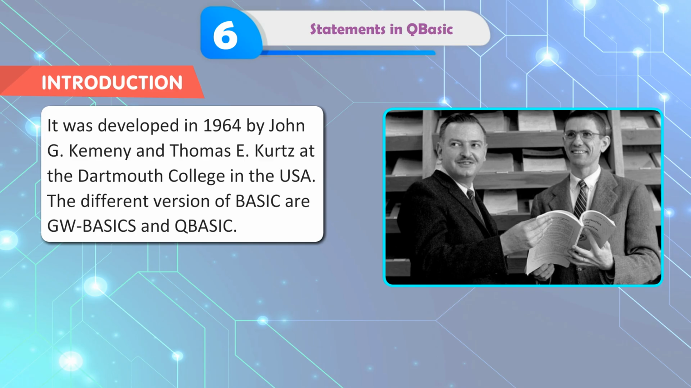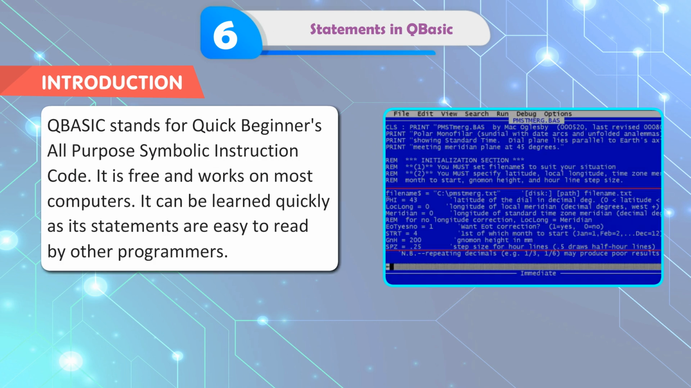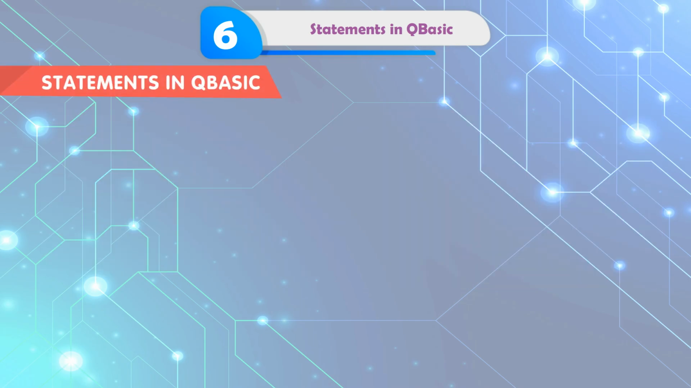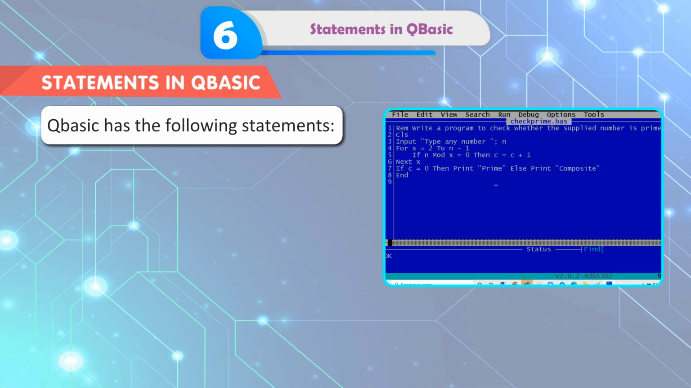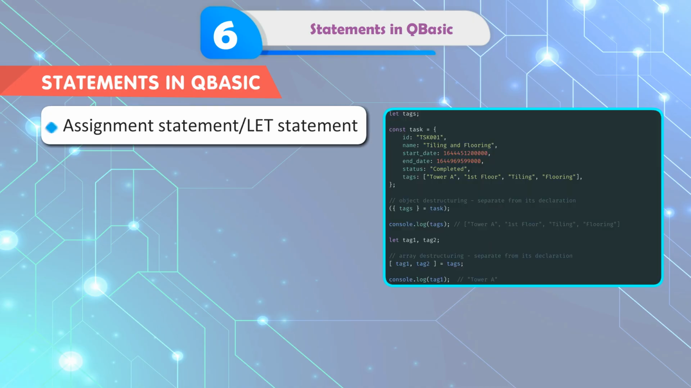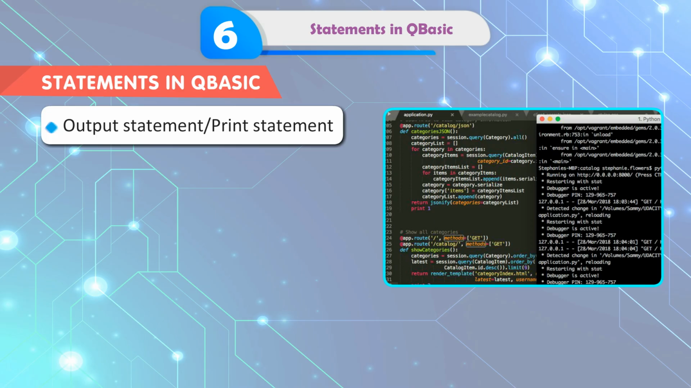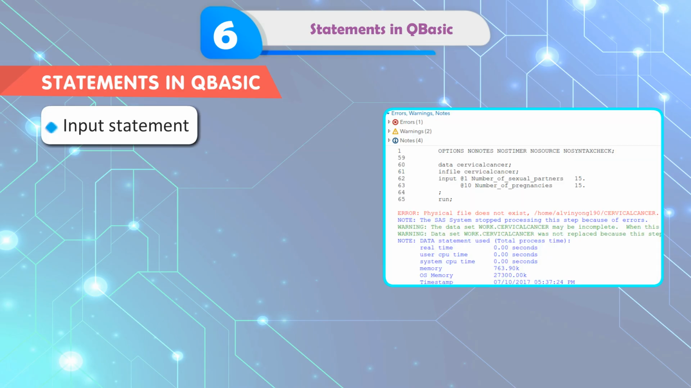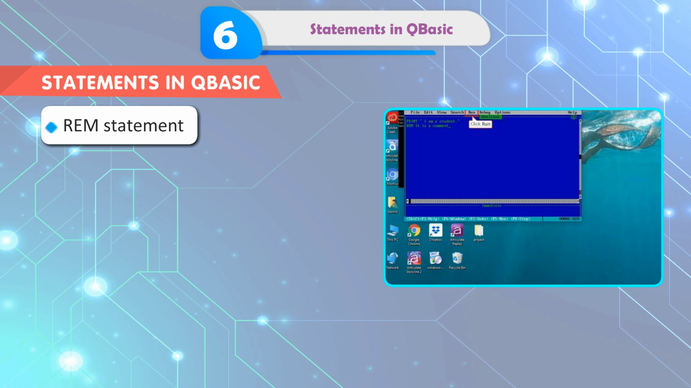The different versions of BASIC are GW-BASIC and QBasic. QBasic stands for Quick Beginner's All-Purpose Symbolic Instruction Code. It is free and works on most computers. It can be learned quickly as its statements are easy to read by other programmers. Statements in QBasic: QBasic has the following statements: assignment statement, let statement, output statement, print statement, input statement, and rem statement.